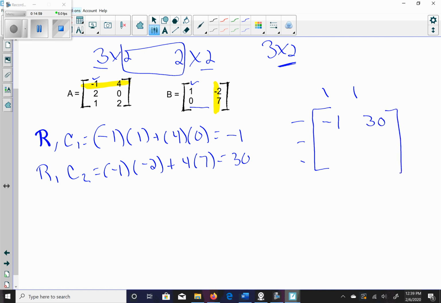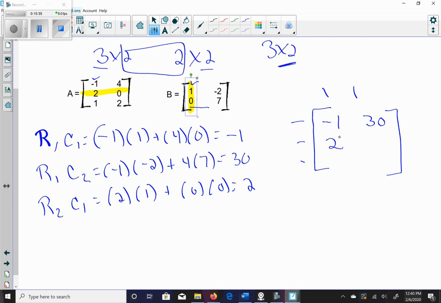I can close this matrix. See? So I've multiplied row 1 by every single column that I can. So now what I'm going to do is start on row 2. I'm going to slide this highlighting down, and I'm going to start with row 2, column 1 to keep some type of consistent order going here. So I'm going to have row 2, column 1, and I'm going to do positive 2 times positive 1 plus 0 times 0. So 2 plus 0 is 2. So row 2, column 1 will be a 2.